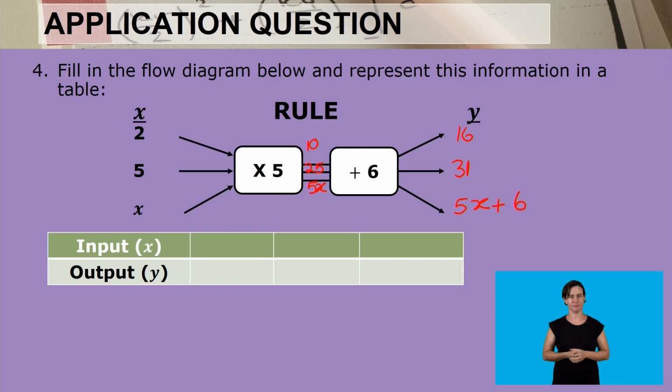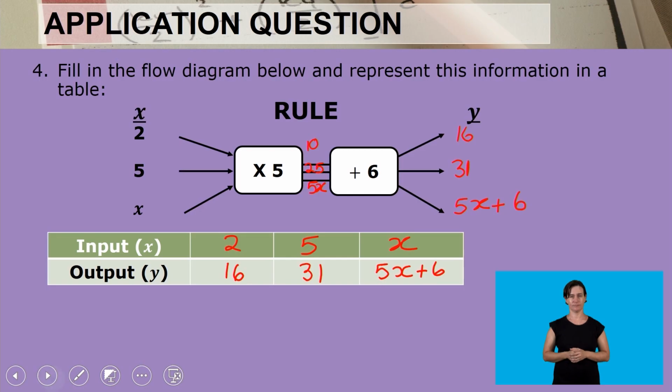Just using that rule helped us to find the formula if the input value there is an x. Let's fill out our table quickly. So with our input values being a 2, a 5, and an x, we can see that the output values were a 16 for the input value of 2, a 31 for the input value of 5, and a 5x plus 6 for the input value of that x.